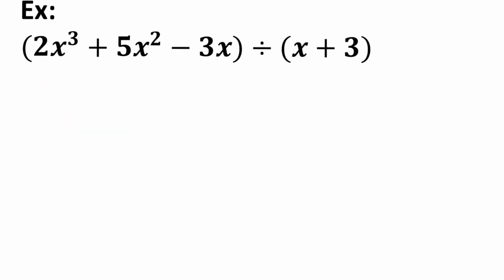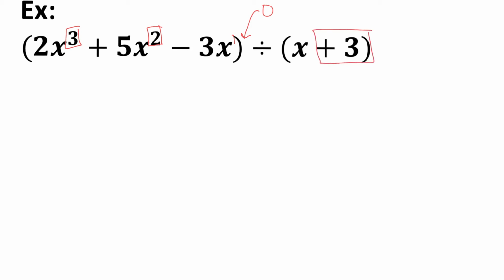All right, let's look at another example. We've got 2x to the third plus 5x squared minus 3x divided by x plus 3. So it starts with an x to the third, then it goes down to x squared, then it goes down to x, but I'm missing my constant, and so right here I'm going to put a 0 in its place.